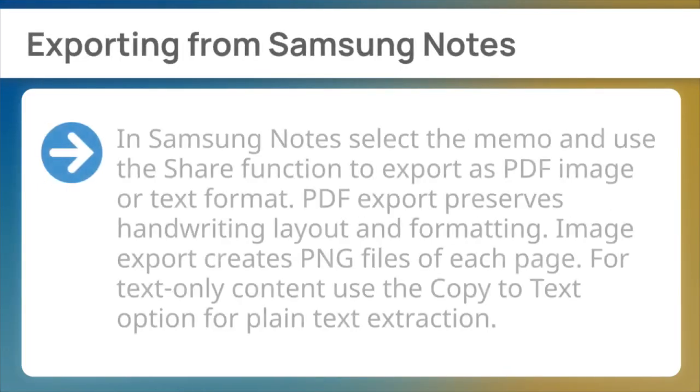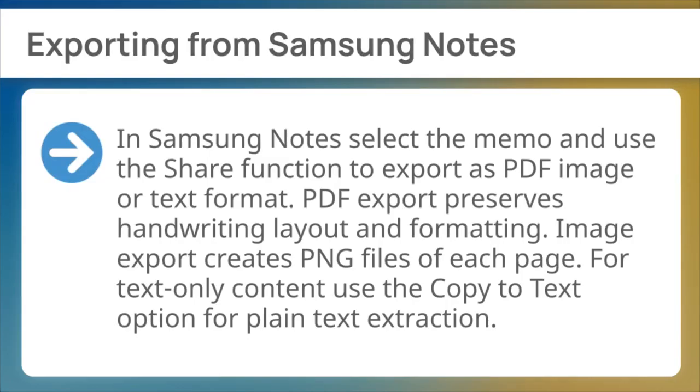Next, exporting from Samsung Notes. In Samsung Notes, select the memo and use the share function to export as PDF, image, or text format. PDF export preserves handwriting layout and formatting. Image export creates PNG files of each page. For text-only content, use the copy to text option for plain text extraction.